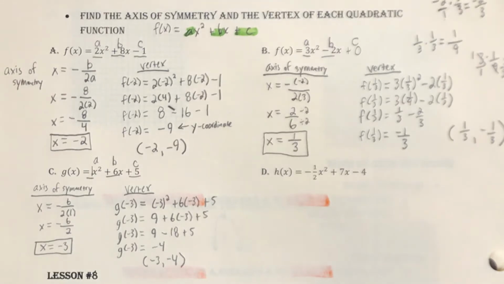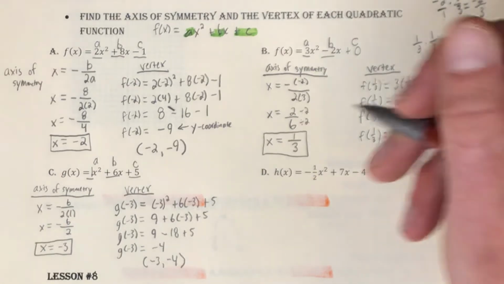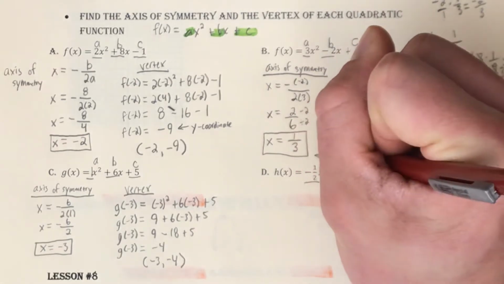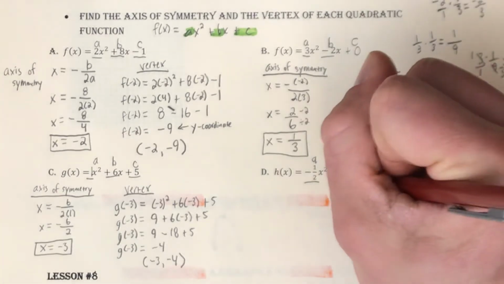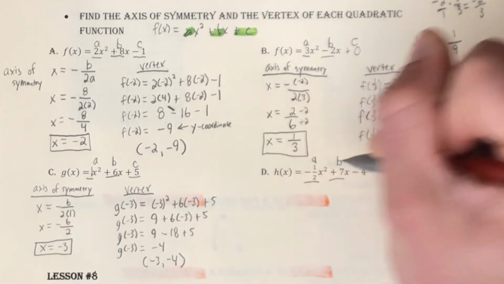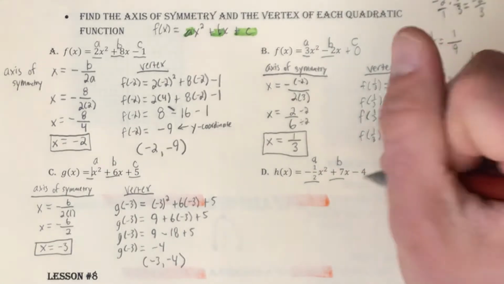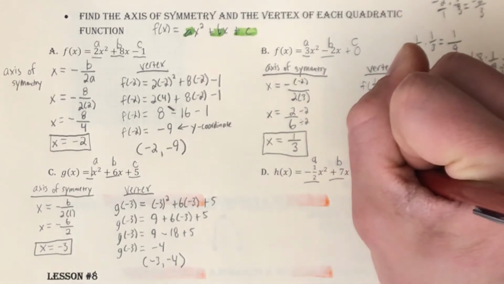All right, so again, let's start with the axis of symmetry, but before we do that, let's figure out what our A, our B, and our C are. So I see that A is a -1/2, that's what's in front of x squared. I see that my B is a +7, that's what's in front of just the single x, and then my C is this -4.